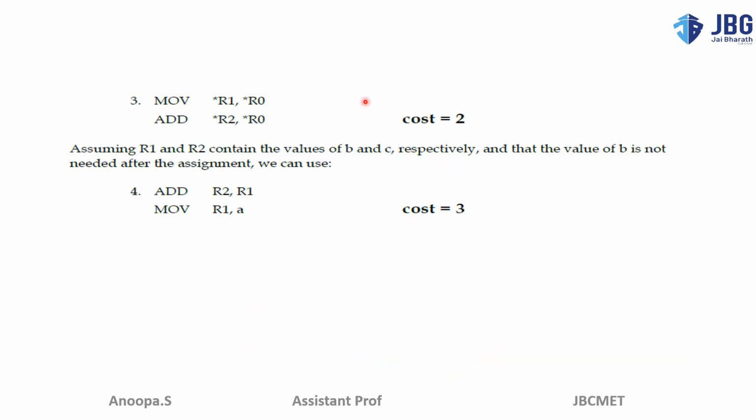Now here move star r1, star r0. Since a register has 0, it is 1. Here also two registers, so 0 plus 1 is 1. So total cost is 2. Now add r2, r1 and move r1, a. Now its total cost is 3, since this is 1 and here it is 2.